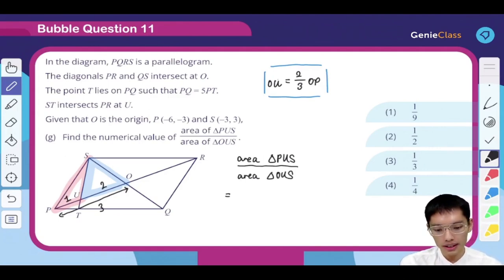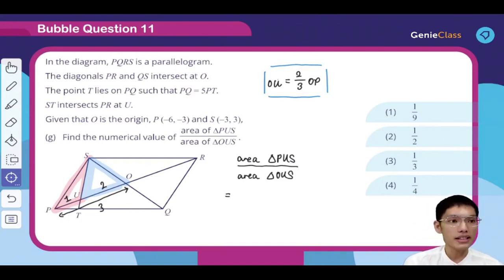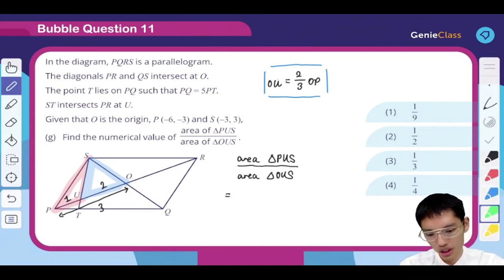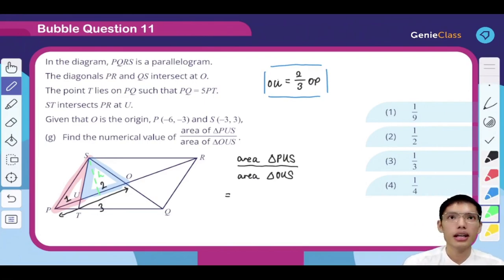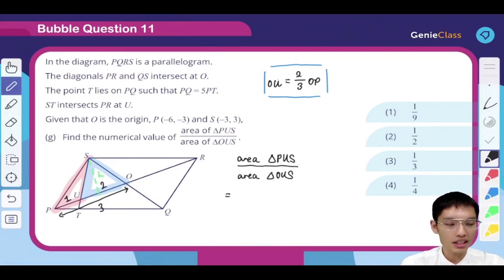Area of PUS. I only know this is the base we can use because these are numbers. Where is the height? This is the technique for this question, whereby you actually have to find a common height between the two triangles, and in this case, say H. This is my common height. Once you find this common height, it is a very crucial question. Usually this type of question will come up when it comes to area and vectors.